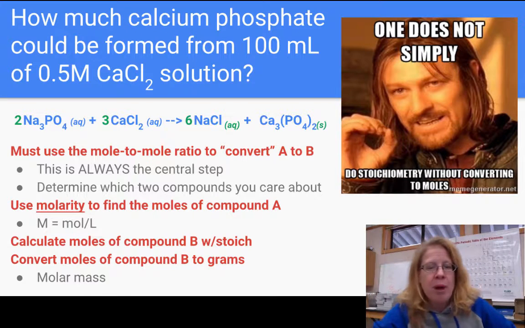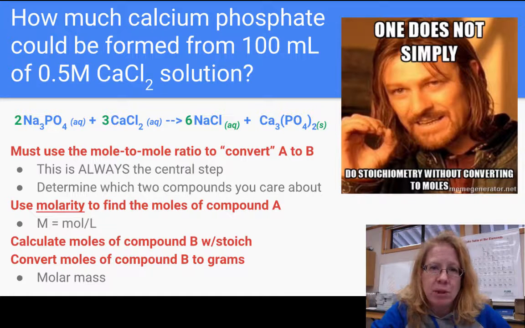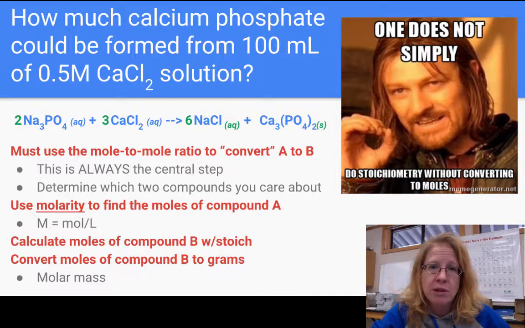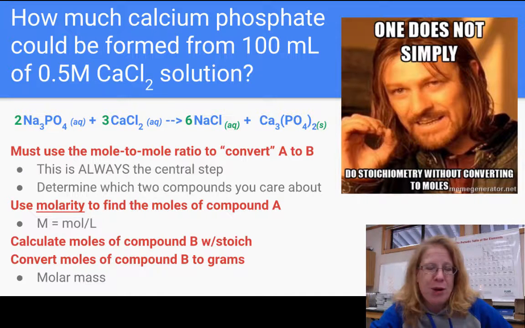So here's example problem number one. How much calcium phosphate could be formed from 100 milliliters of 0.5 molar calcium chloride solution? Now, this is the same balanced equation that we had before. I put it back up on the screen here so that you can use it. You don't have to go rewrite the equation.